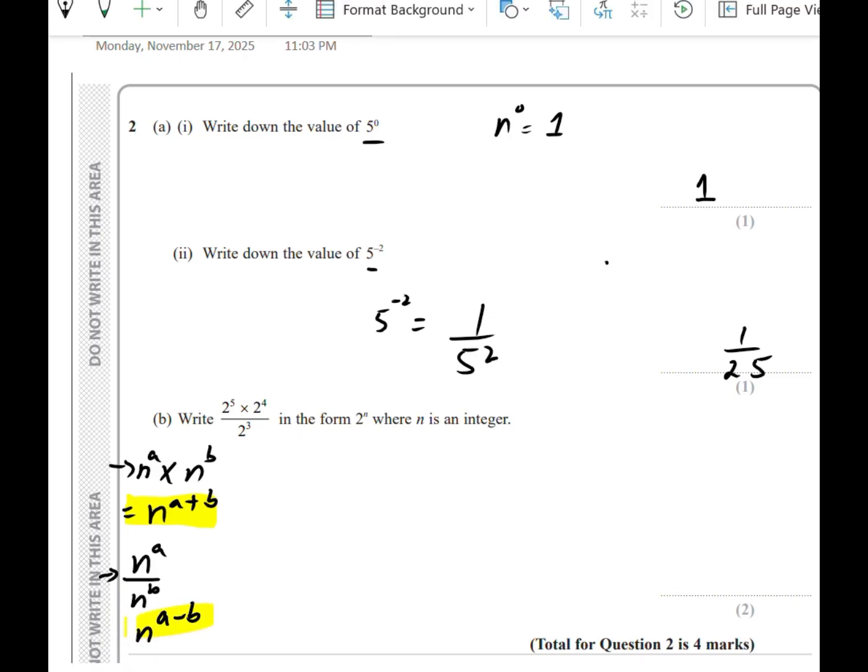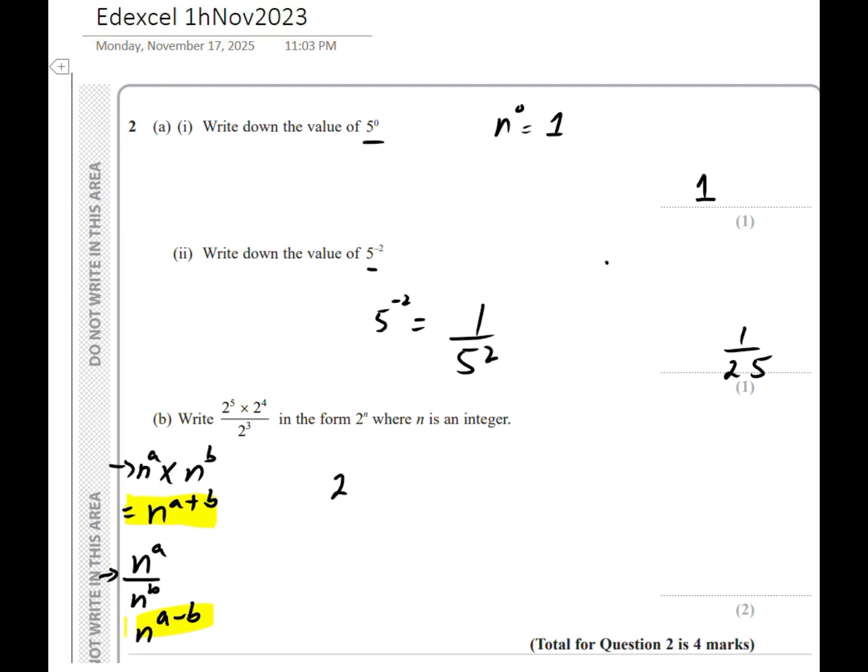Now going back to the question, it says 2 to the power of 5 times 2 to the power of 4. So we can write it like 2 to the power of 5 plus 4, right? Then it says it is divided by 2 to the power of 3. And what did I say? That when the same digits are being divided, their powers can be subtracted. So I can write it like 5 plus 4 minus 3, right? It wouldn't be wrong. So 5 plus 4 is 9.